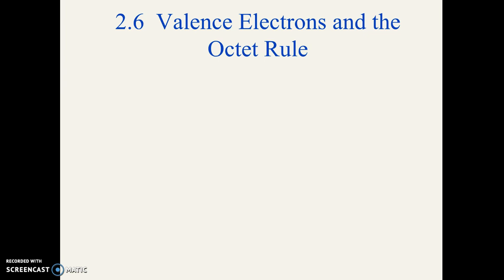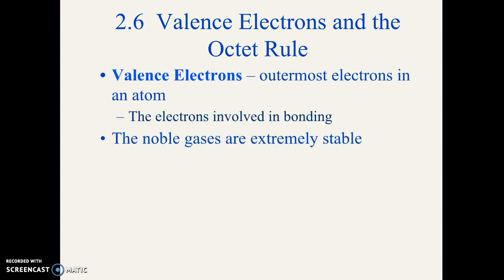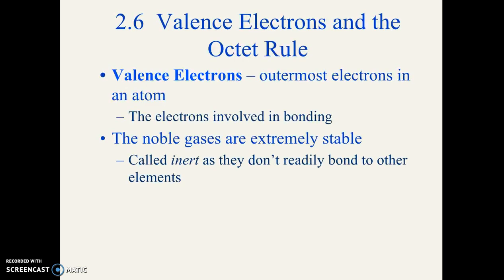So we're just going to go ahead and get started talking about valence electrons and the octet rule. This should not be something new to you, but you're going to now relate this to electron configuration. So we're going to take what you already know and build on it a little bit. So what is a valence electron? It's the outermost electrons in an atom.